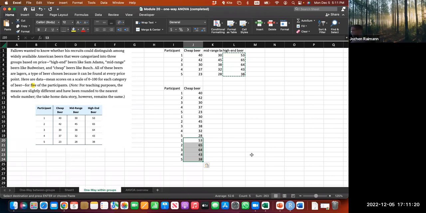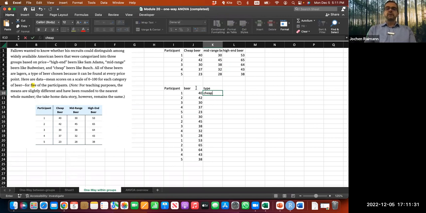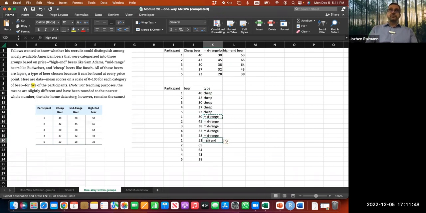Now you have here beer grade. This is now the beer type. Here you have cheap, here you have mid-range, and here you have high-end. So you can just fill this in, and that's how this should look in the end of the day.